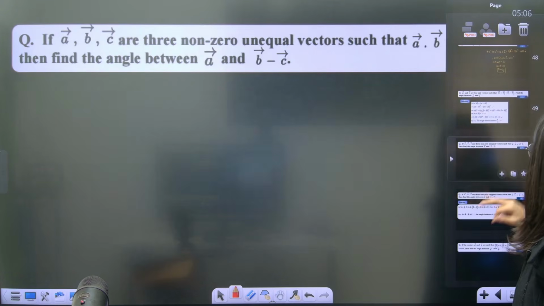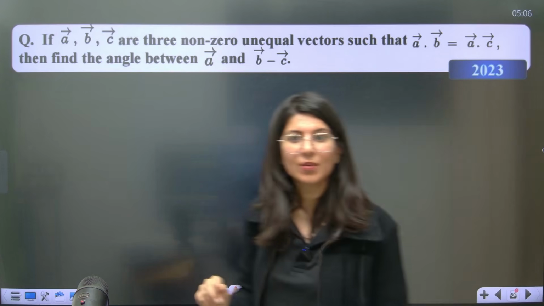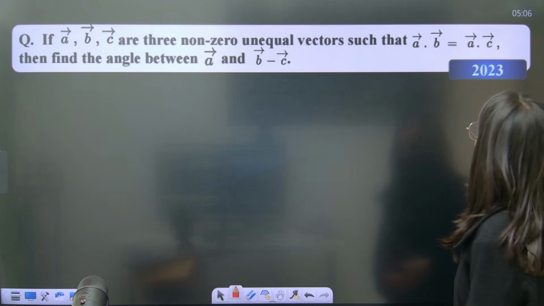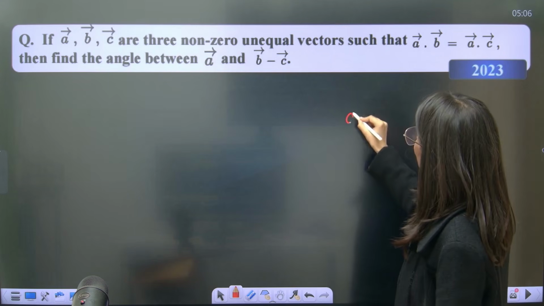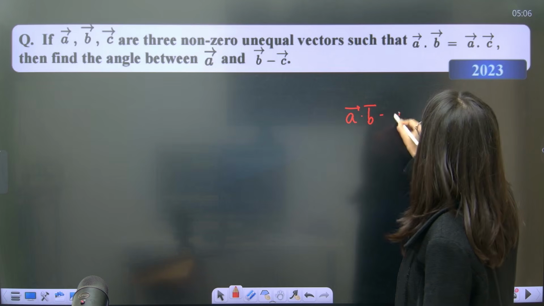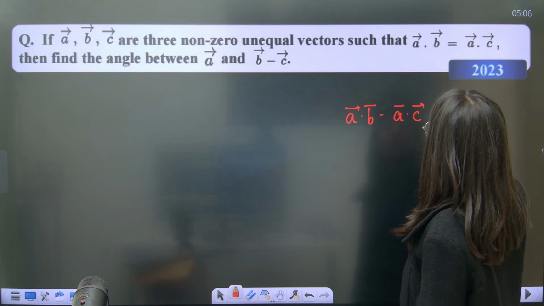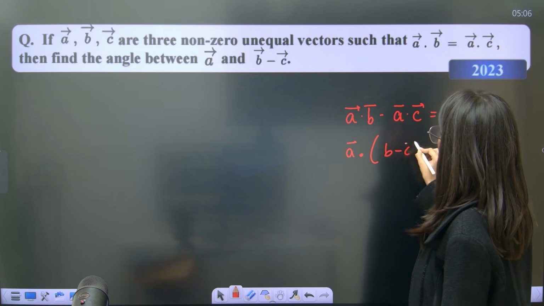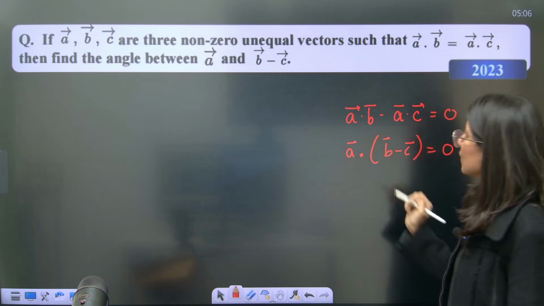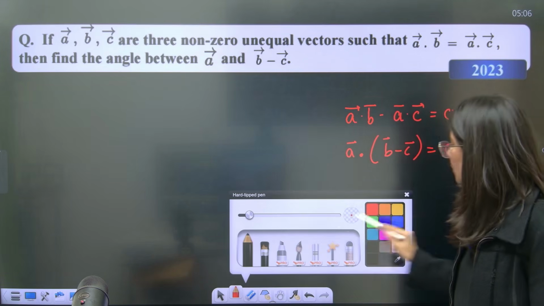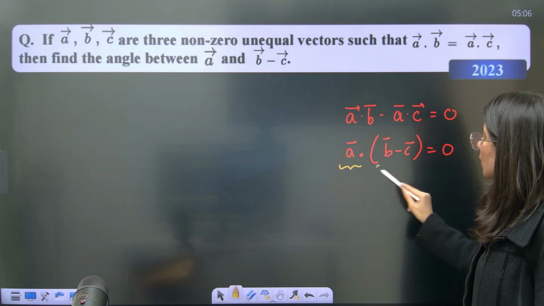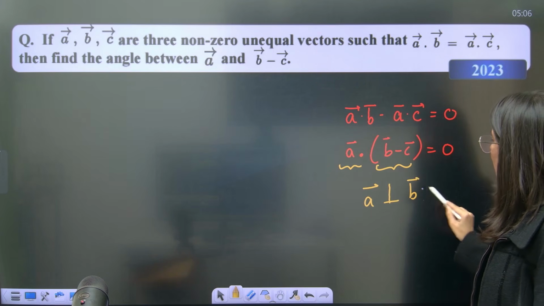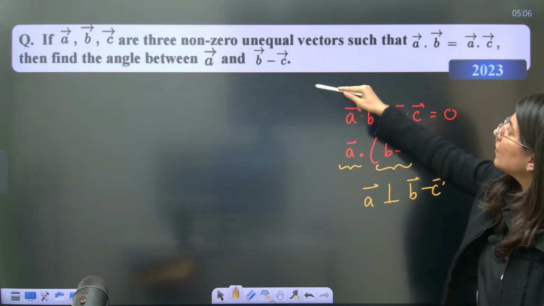All right. Now the next question, CBSE 2023. A, B, C are three non-zero unequal vectors such that A dot B is equals to A dot C. Now understand, this is very important. This A dot B minus A dot C, equation solving, equals to 0. Now just take A common, and this dot is right here, B minus C. So A dot B minus C, can you see, is becoming 0. So what happens when dot product between two vectors becomes 0? That means that both the vectors are perpendicular. A is perpendicular to B minus C.